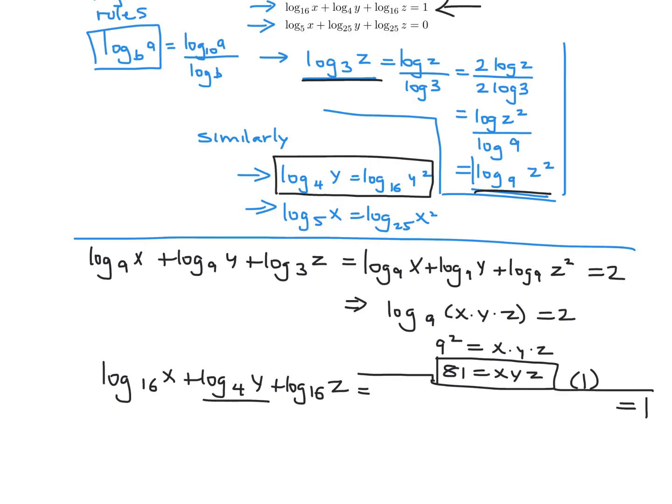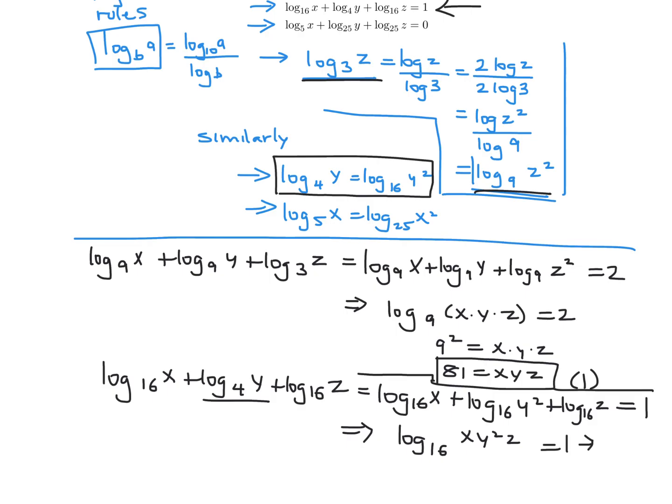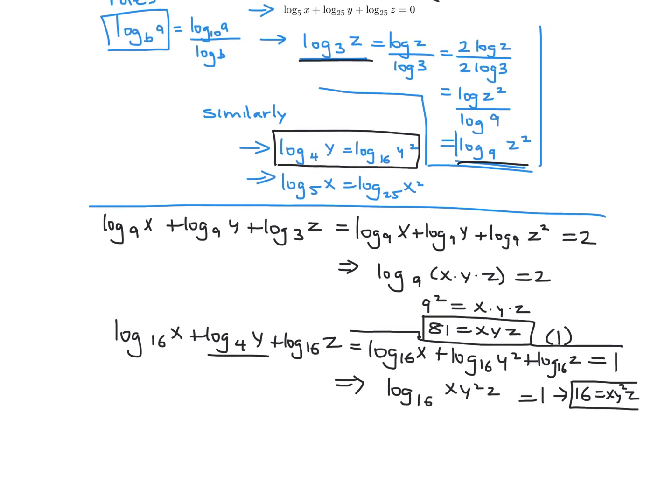So that'll be the log, well, actually, I'll plug it in the middle here. The log of x to the base 16 plus, what is it, the log of y squared to the base 16 plus the log of z to the base 16. So then now they're all the same bases, so we can combine them. 16 is the base, x, y squared, z is all equal to 1. So therefore, 16 to the power of 1 is equal to x, y squared, z. And that we can call equation 2.